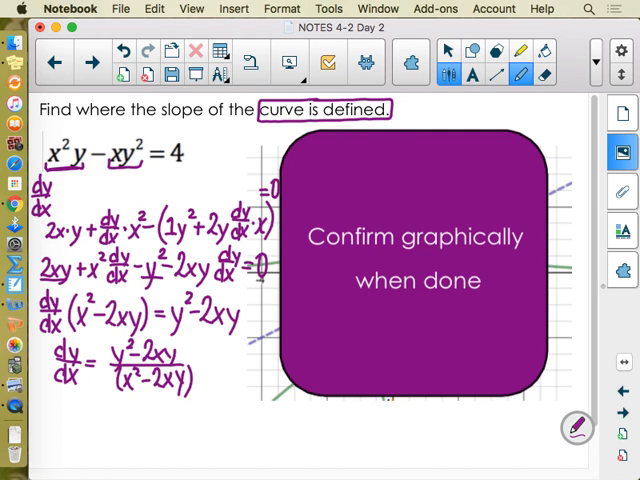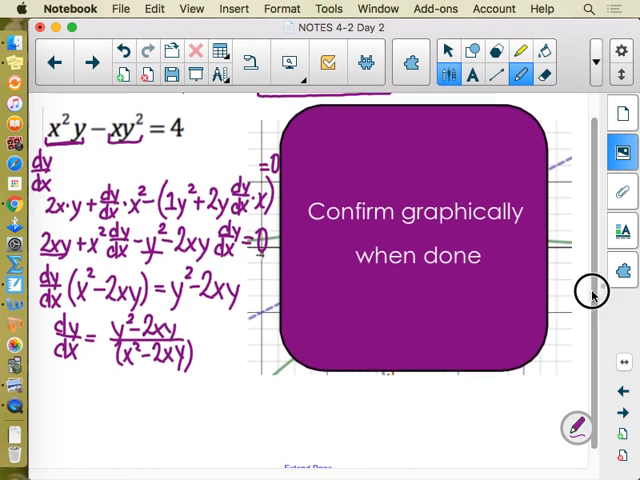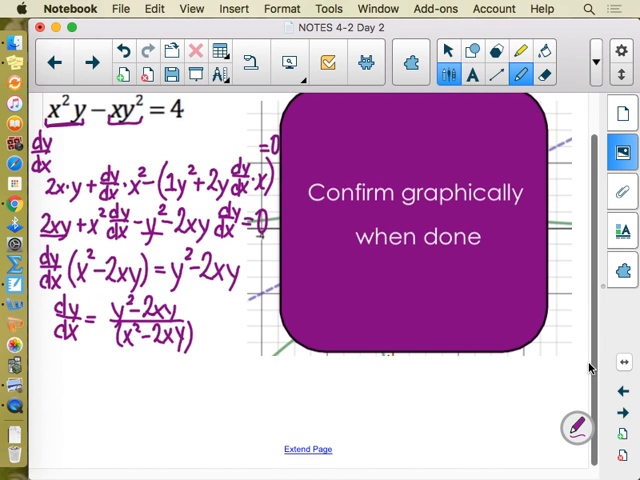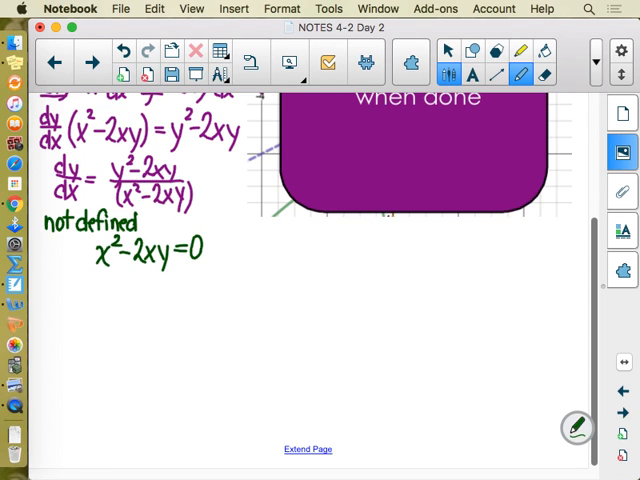So I need to see where this is not defined, because they asked me to tell all the places where my derivative is defined, so it'll be easier first to find where it's not defined. So it's not defined if my derivative's denominator is 0. So it would not be defined if x squared minus 2xy were equal to 0. So we want to see if we can find those places. How do I set this equal to 0 and solve? I'm going to factor out the x.